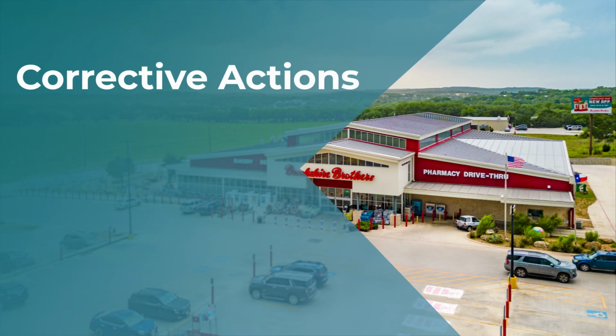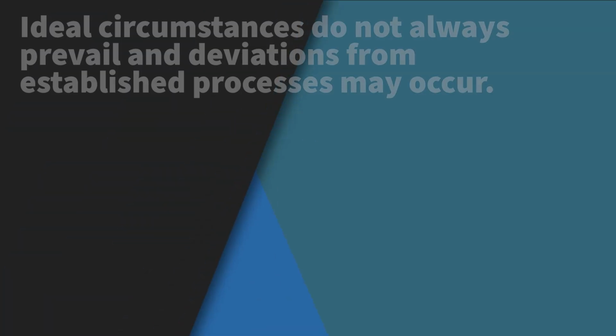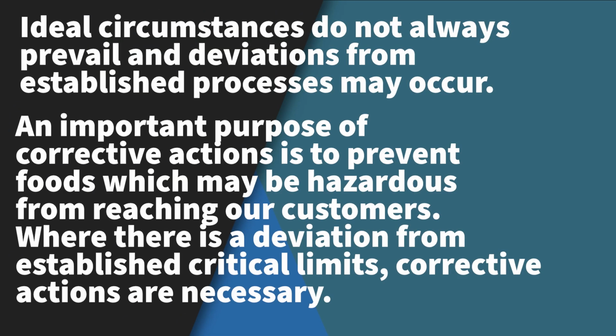A corrective action is a procedure that is followed when a deviation occurs. A deviation is failure to meet a critical limit. The HACCP System for Food Safety Management is designed to identify health hazards and to establish strategies to prevent, eliminate, or reduce their occurrence. However, ideal circumstances do not always prevail, and deviations from established processes may occur. An important purpose of corrective actions is to prevent foods, which may be hazardous, from reaching our customers. Where there is a deviation from established critical limits, corrective actions are necessary.